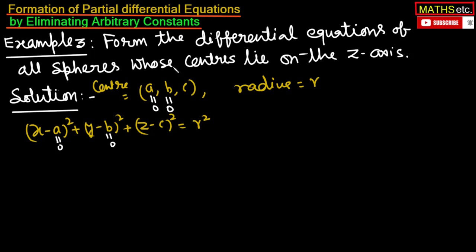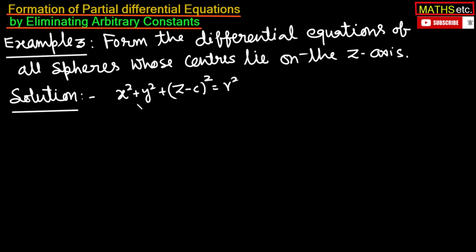So the required equation of spheres will be x square plus y square plus (z minus c) whole square equals r square, right? So this is the required relation between x, y, z, and we are now left with only two arbitrary constants, c and r. These c and r are arbitrary constants. So this is our equation number 1, fine.